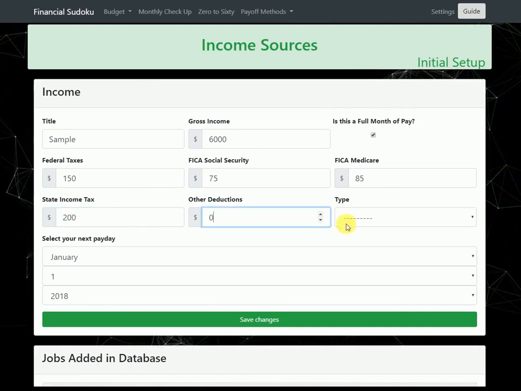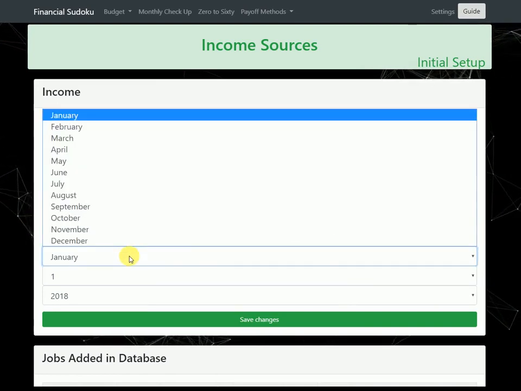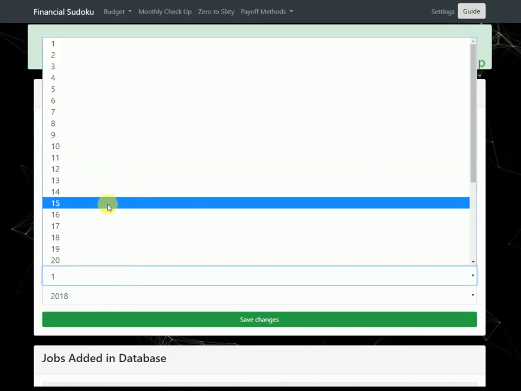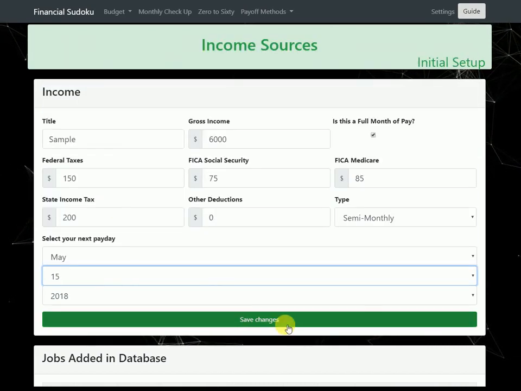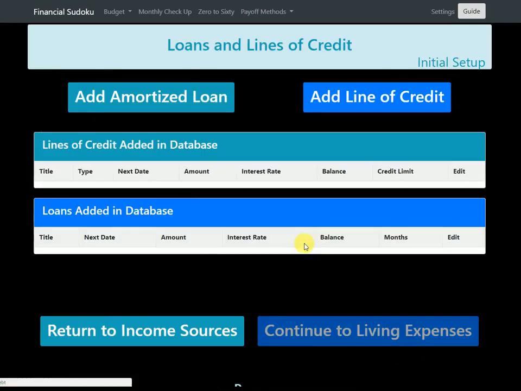other deductions. This is semi-monthly. I get paid twice a month, so I'll go ahead and put that in. And my next payday is going to be on May 15th. So now I'm going to go ahead and save those changes and move on to the debt screen.